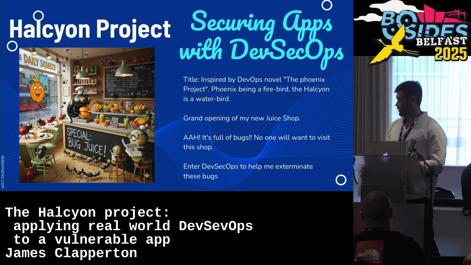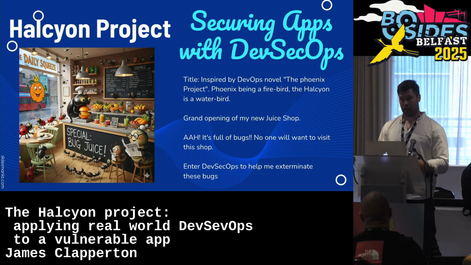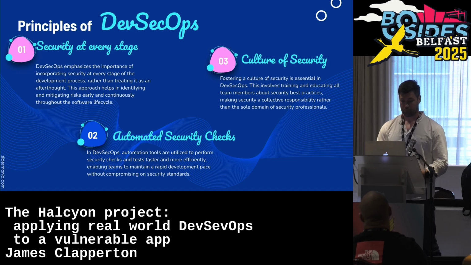So, like other fine Belfast establishments, I've opened up a new shop, but it is riddled with vermin, as you can see from my totally AI-generated image here. How am I going to get rid of these bugs? Well, hopefully, I will engage some DevSecOps tactics in order to exterminate them. So I thought it best to start with what exactly are the principles of DevSecOps, what does it encompass, before we actually introduce some tools and things in order to get rid of those bugs.